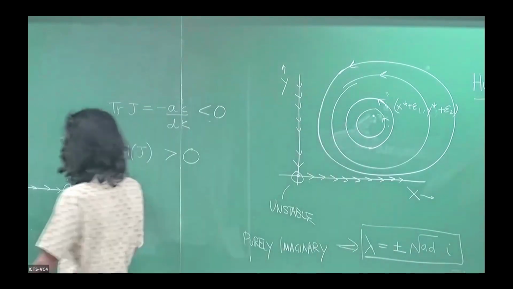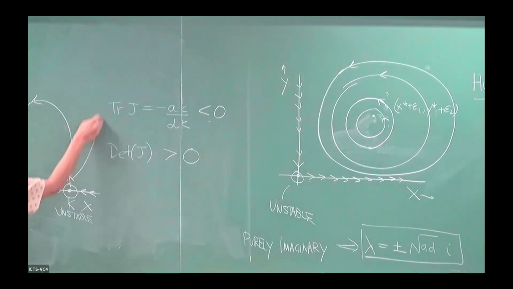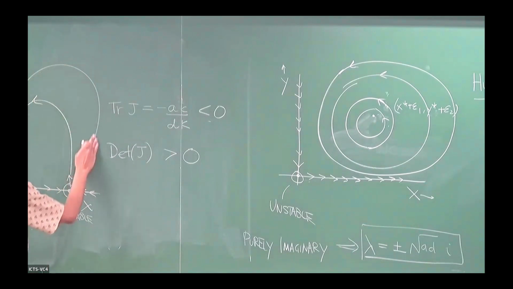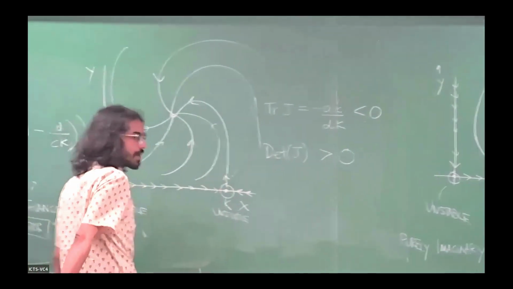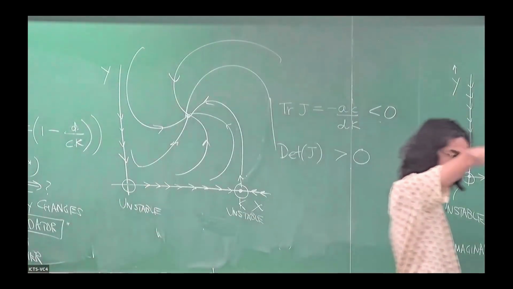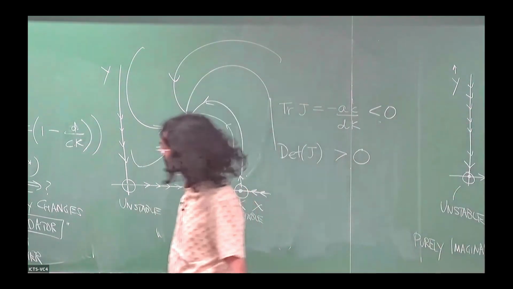And so you can work this out and show that in this case the trajectories, instead of looking like closed orbits, will look like stable spirals. The imaginary part is what gives you the spiral behavior, and the negative real part is what gives you the falling-in behavior, right?